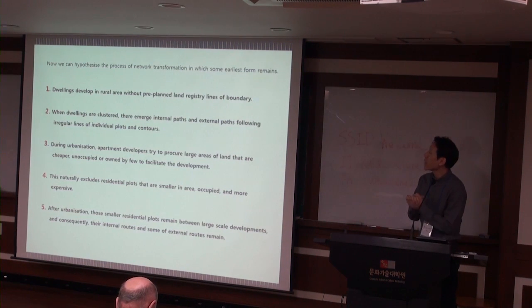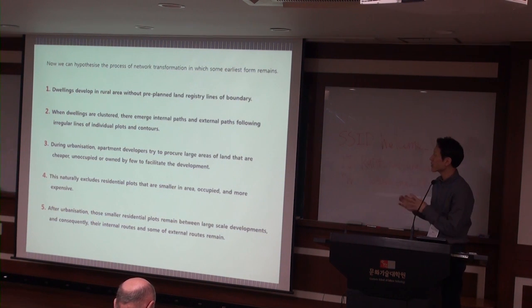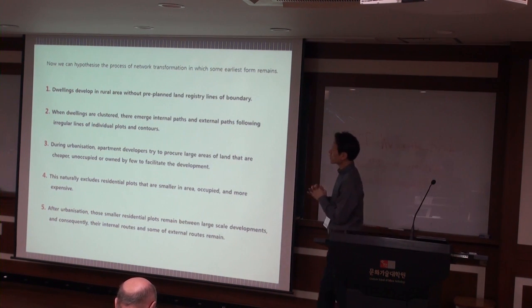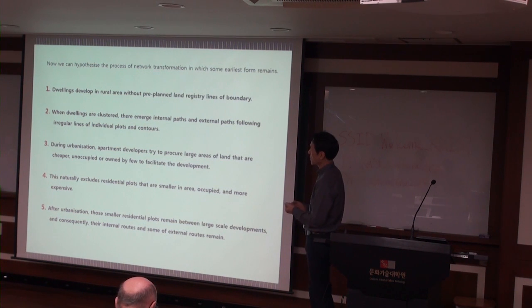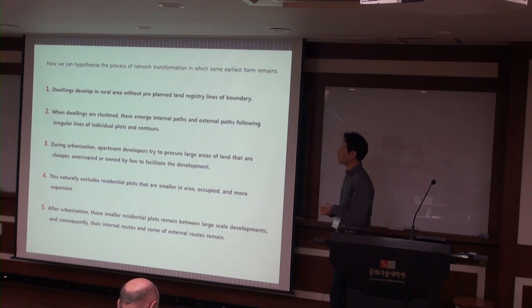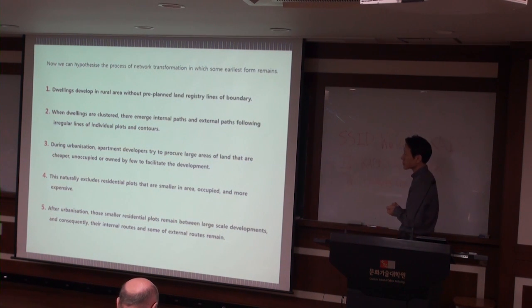So we can make an assumption, or hypothesize, the process of network transformation in this town. First, buildings were developed in rural area without any pre-planned land registry lines or boundaries. So that makes an irregular type of shape in the house and boundary. Second, when dwellings are clustered, they emerge internal paths and external paths following irregular lines of individual plots and contours.